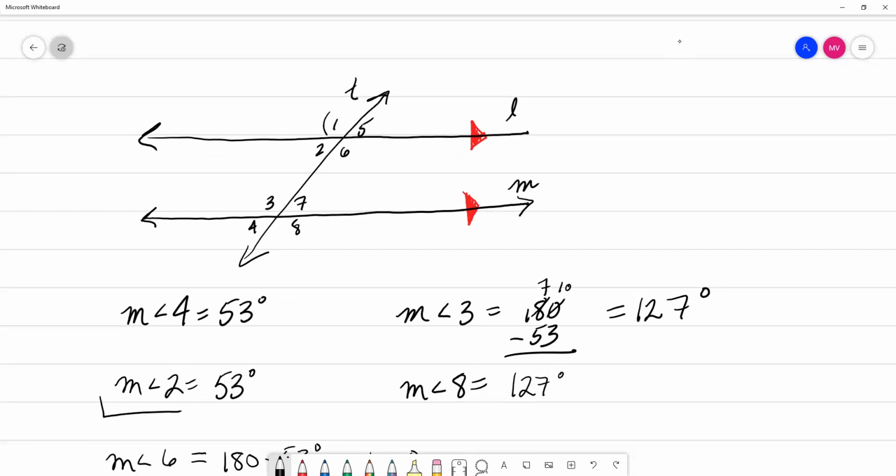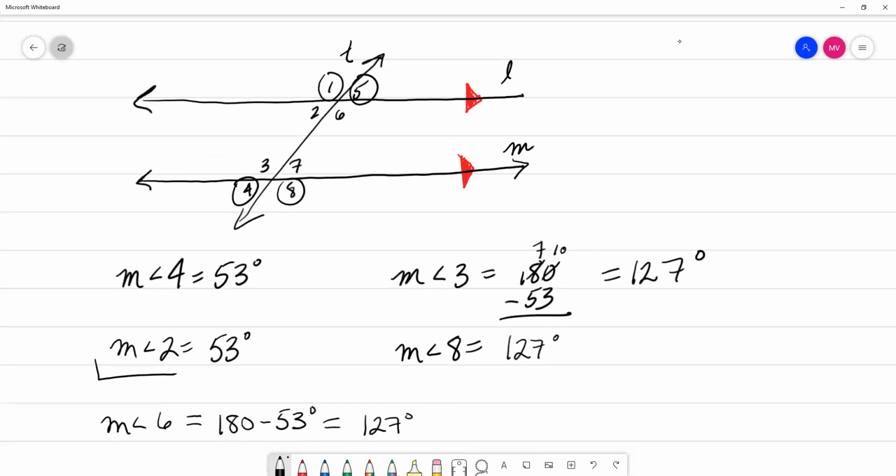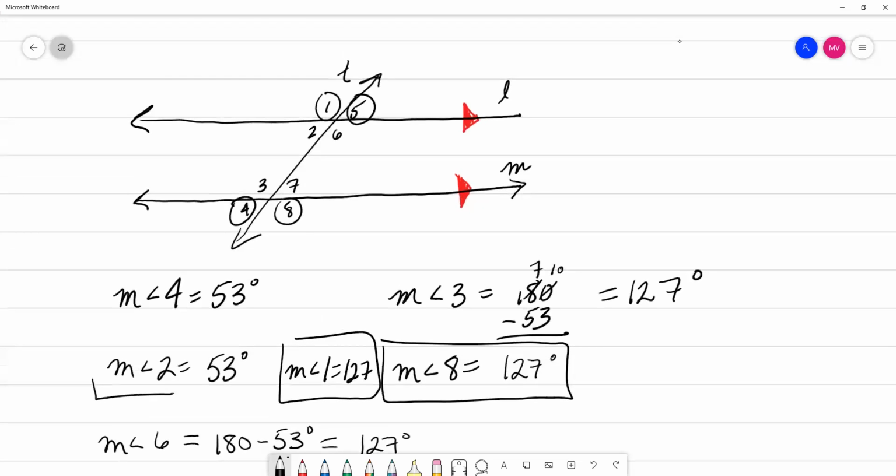Right, so 1 and 8, and then 4 and 5. If you see here, when the measurement of angle 2 was 53, you know the measurement of angle 1 is 127. And that is also equal to the measurement of angle 8. Angle 4 is 53, so angle 5 is also going to be 53 degrees.